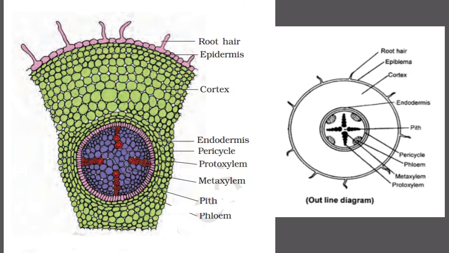Then phloem. The cells between xylem and phloem are called conjunctive tissue. Then the important thing is pith or medulla. Pith or medulla is inconspicuous or very small in dicotyledonous root. The second diagram is the outline or ground plan of transverse section of dicotyledonous root. Let's check these diagrams carefully for your better understanding.